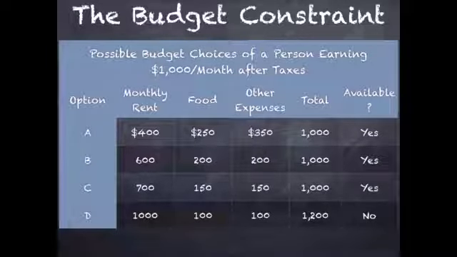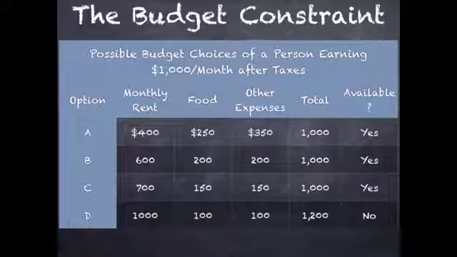So we go to option C. The individual spends $700 a month on rent, $150 on food, and $150 on other expenses. Their total expenditures are $1,000, which means they can afford that combination of rent, food, and other expenses given their $1,000. And we have a fourth option, D. They spend $1,000 a month on rent, $100 on food, and $100 on other expenses. That means the option D costs $1,200 a month. And since they only have $1,000 per month after taxes, that is not available to them.